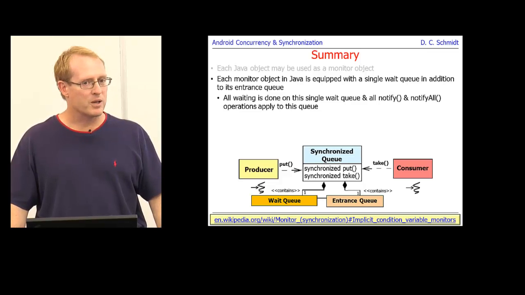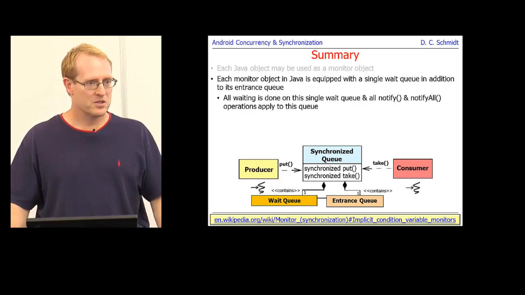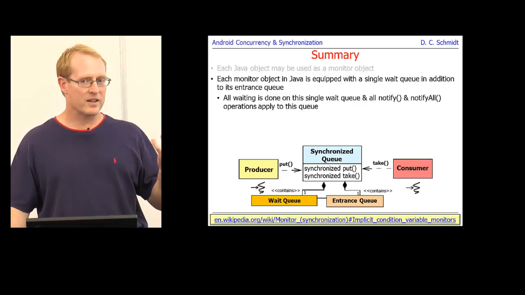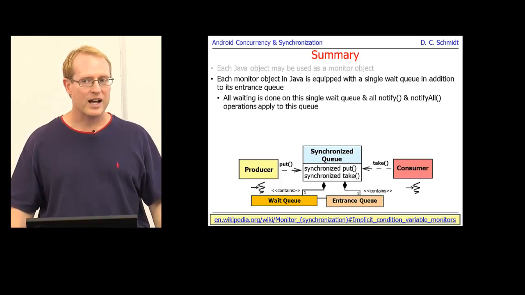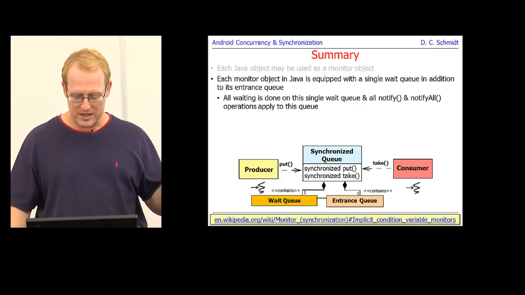Each monitor object, by default, is equipped with a single wait queue in addition to its single entrance queue. The entrance queue is really used to make sure that only one method at a time gets access to the method. That's what's called the monitor lock. And then there's also this wait queue, which corresponds to the implicit condition.